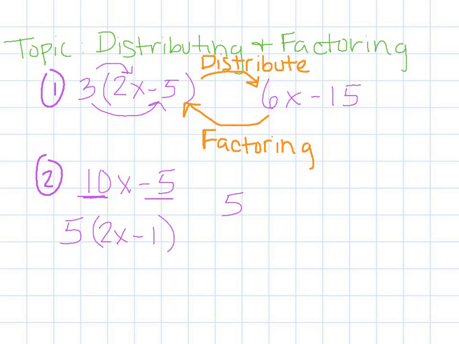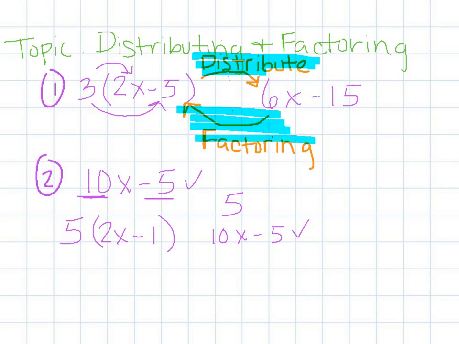And again, we can always distribute to double check because they're opposites. 5 times 2x is 10x, 5 times negative 1 is negative 5. And that does check out, and it matches with our original equation. So I just found this visual that I drew up here, and I think that this really helps to understand the relationship between factoring and distributing. So that's one thing we want to remember before we do our notes.